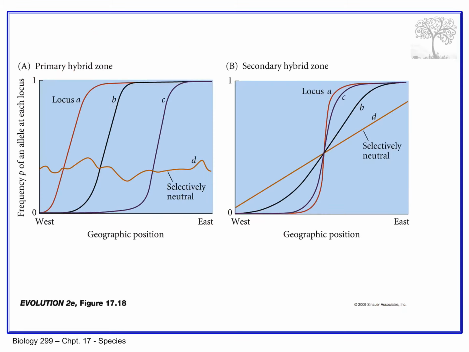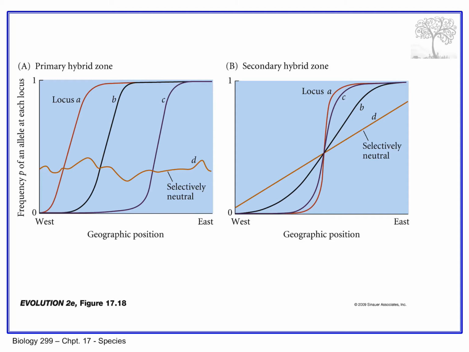So let's take a look at what I'm talking about here. On the left, we have an example of the clines we would expect to see in different genes in a primary hybrid zone. Here we have gene A, gene B, and gene C, and you can see the geographic position from west to east along the x-axis, and their clines for the different genes, different loci, are actually located in different positions.